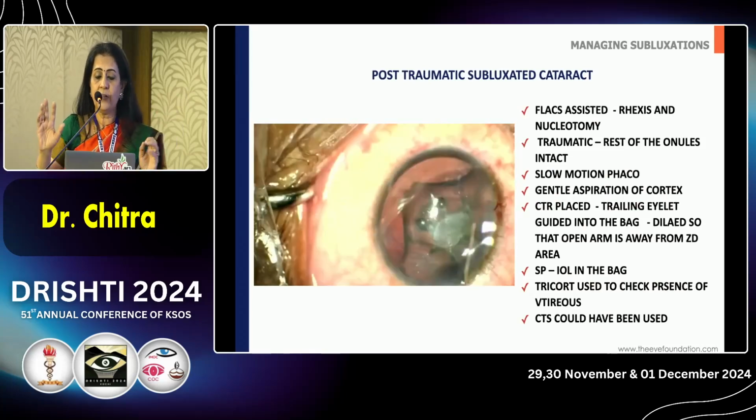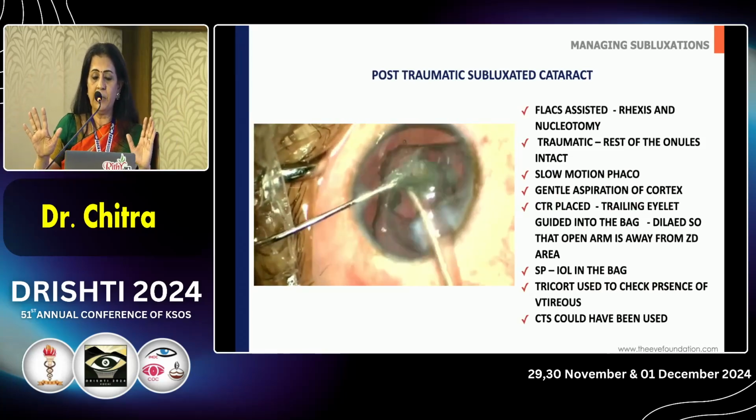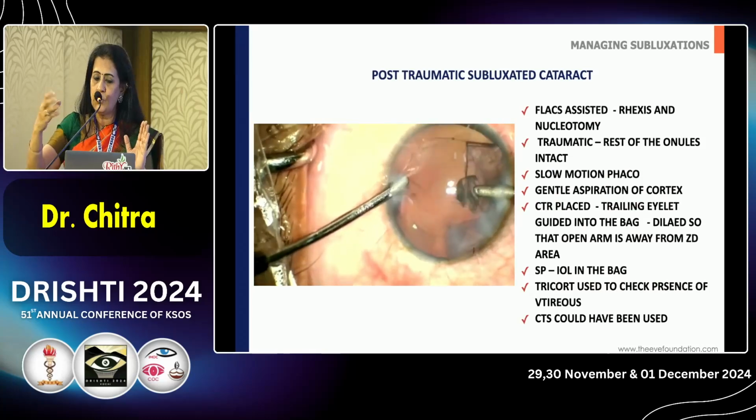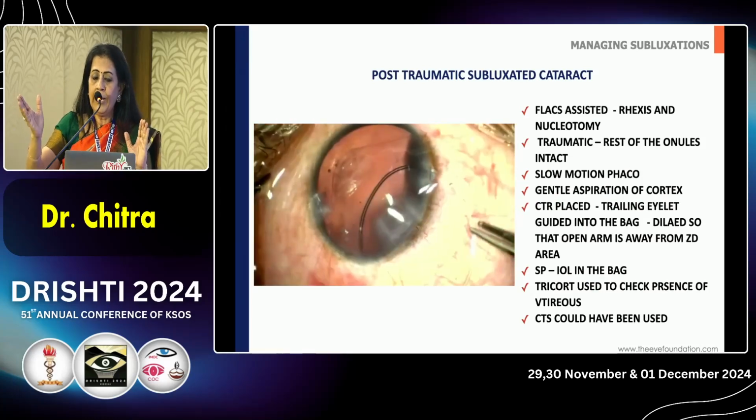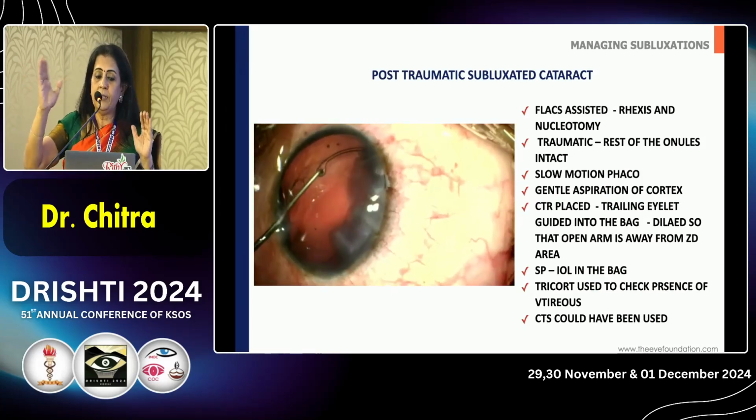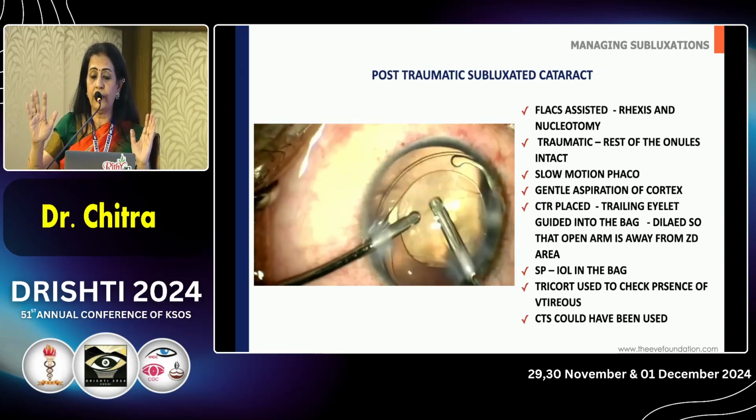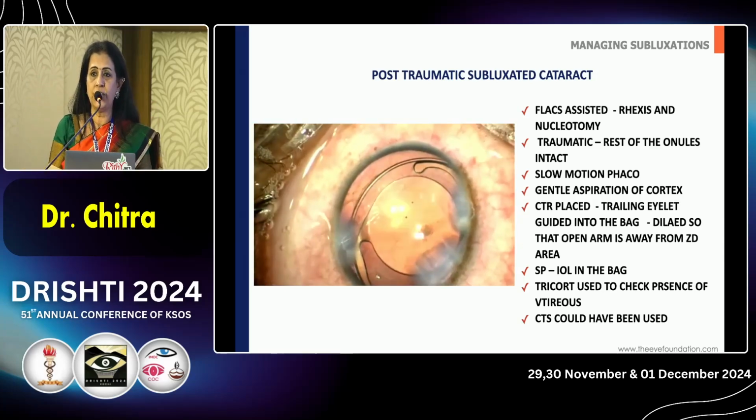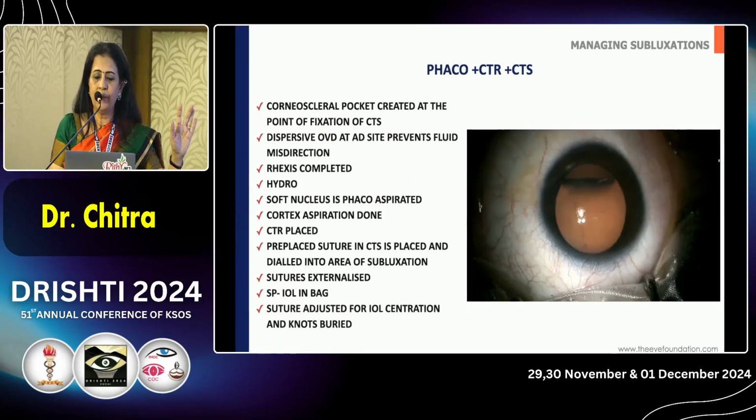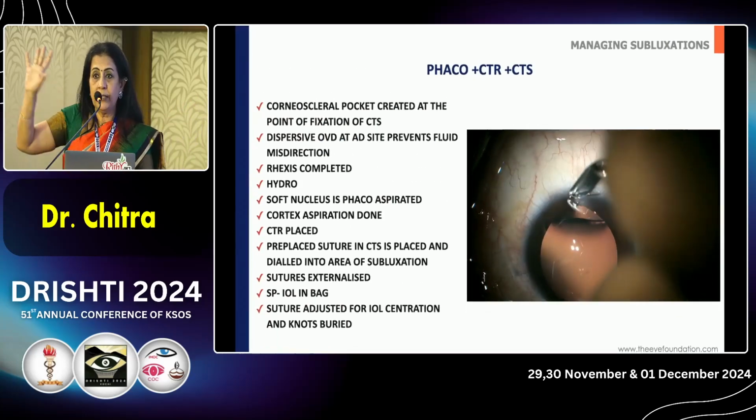Now, this is a case of a traumatic cataract with a large area of subluxation. It's a soft cataract, so just with IA, I have removed it all. And now I take a call to place a CTR, and believe me, this patient has been coming for 10 years and he's fine. But in today's knowledge, I would have definitely placed a CTS and not just left him with a CTR.